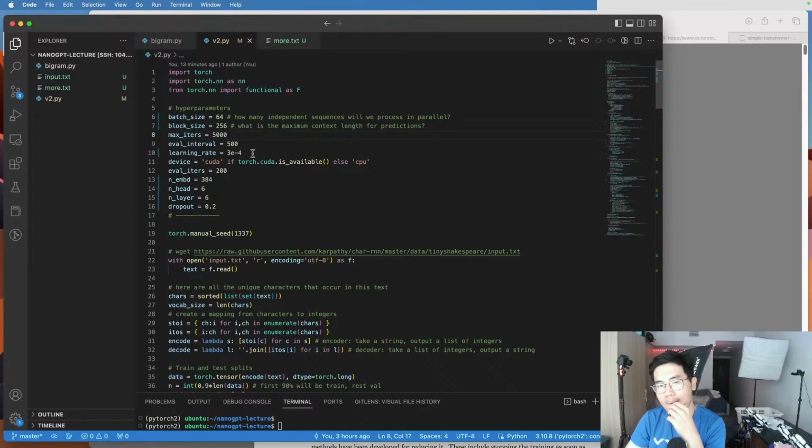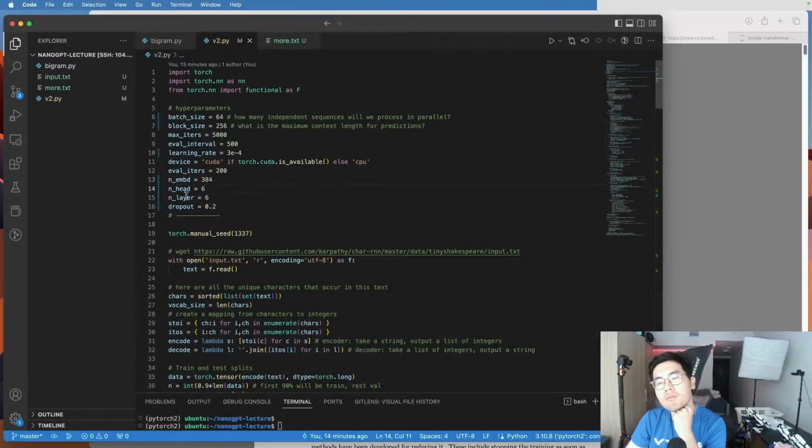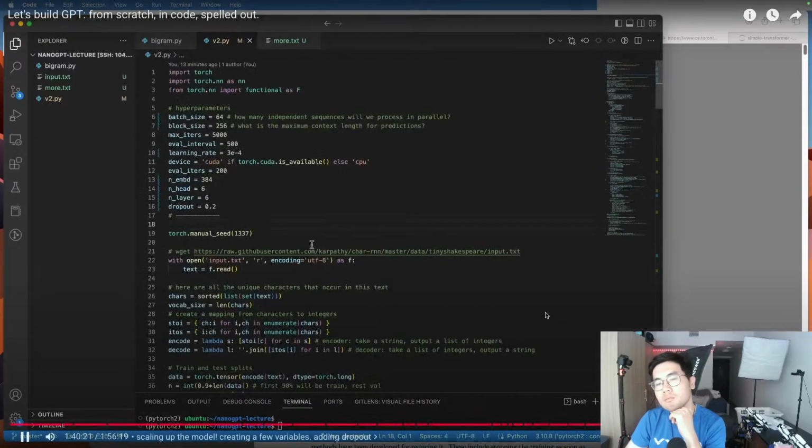I brought down the learning rate a little bit because the neural net is now much bigger. The embedding dimension is now 384, and there are 6 heads. So 384 divided by 6 means that every head is 64 dimensional, as a standard. And then there's going to be 6 layers of that. And the dropout will be at 0.2. So every forward-backward pass, 20% of all these intermediate calculations are disabled and dropped to 0.